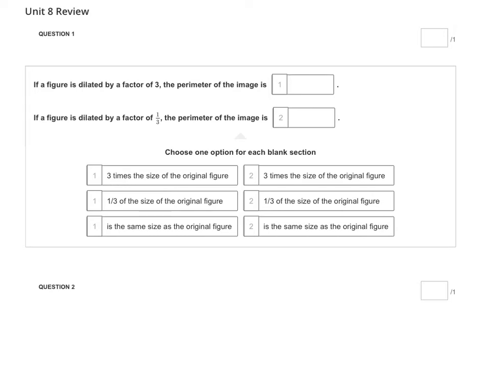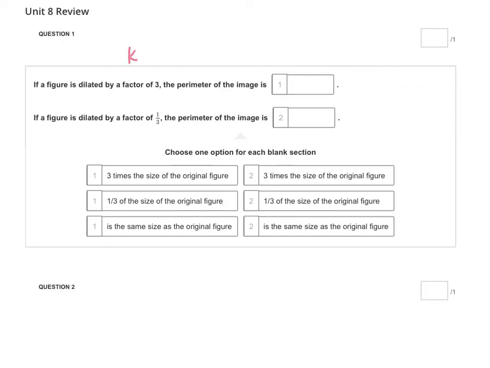Hey everyone, so today we're going to be going over the Unit 8 review. I'm actually going to work through the assignment with you guys so that you can see how to work through these specific problems step by step, and you'll have this resource available for whenever you go to take your test. So first thing we're going to talk about is scale factors and dilations.